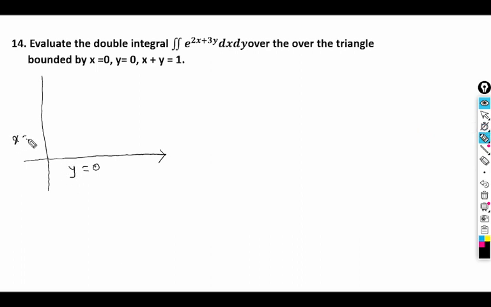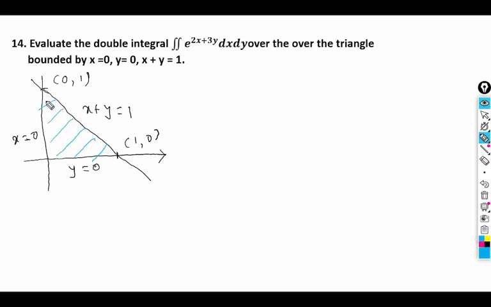This is x equal to 0. And we have to draw x plus y equal to 1. So say this is my point 1 comma 0 and this is my point, say, 0 comma 1. So we have a line passing through these 2 points like this. That is x plus y equal to 1. So the region is bounded by these 3 straight lines. So here is this region. In this region, yes, we have to take a strip.